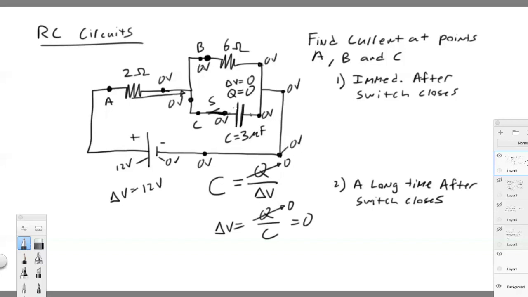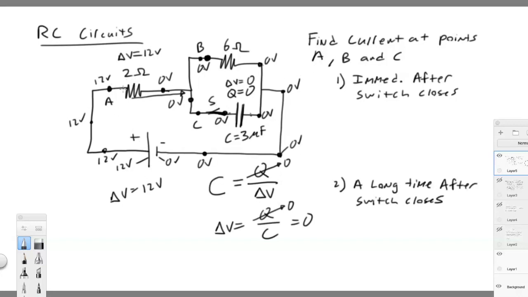The capacitor is going to start picking up charge. Now the end result here: right here we'd have 12 volts. This is the 12-volt side. Right here would be 12 volts. So notice all the volts are across this 2 ohm resistor. The full voltage of the battery is across the 2 ohm resistor.